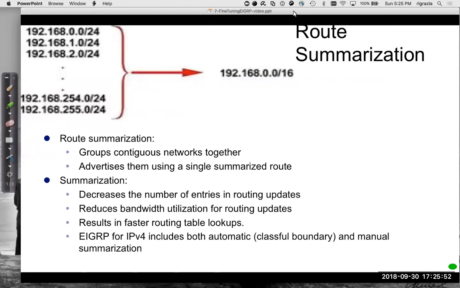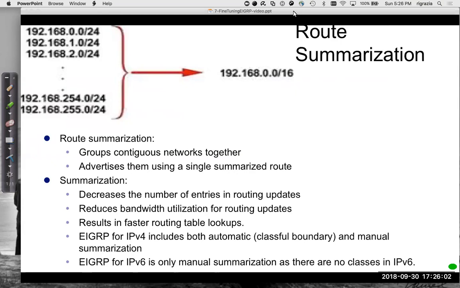So EIGRP for IPv4 includes both automatic summarization on a classful network boundary, we'll talk about that in a moment, and manual summarization. IPv6 only does manual summarization because there's no concept of classes in IPv6.